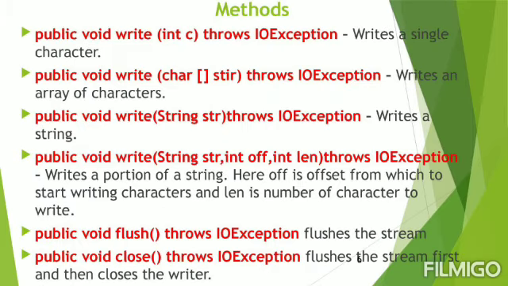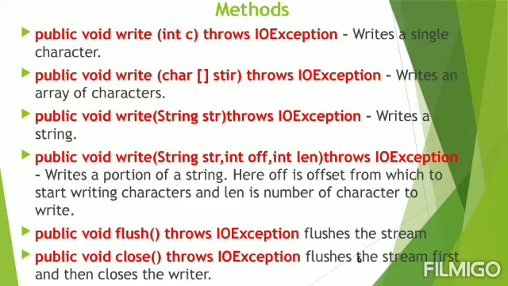These are the methods which will help you to write a character or content into a file. If you want to write a single character into a file, the first method is used: public void write(int c). A single character is written, and if there is any IO exception, that is, if any problem is found while writing, the IOException will throw such kinds of errors. The next function is used to write an array of characters, public void write(char[] array), and we pass a character array as an argument.